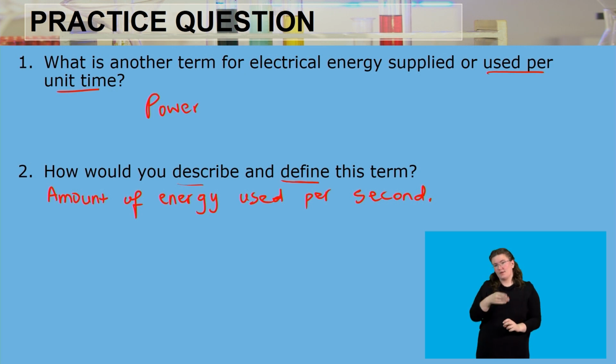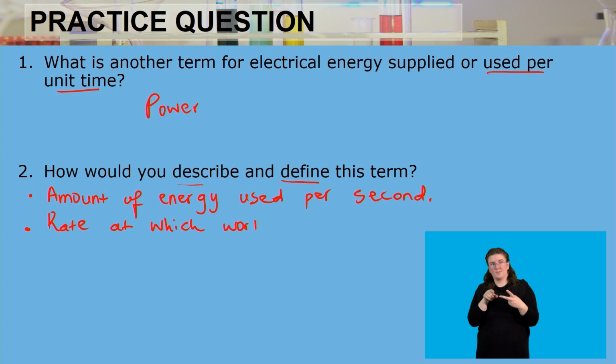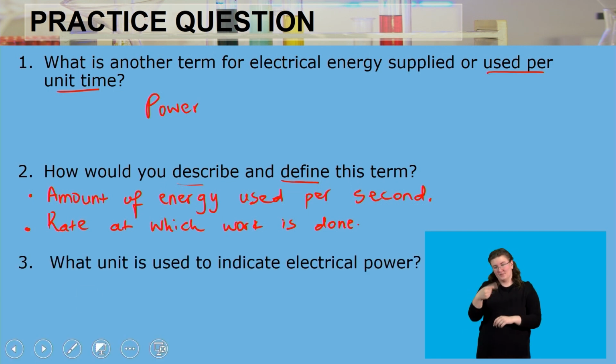Then to define power, defining it and describing it is different. So defining power, we're saying that power is the rate at which work is done. Remember, rate still means dividing by time, because we are measuring the amount of work being done over a certain period of time. So the rate at which work is done is the definition of power, and the amount of energy used per second is the description of power.